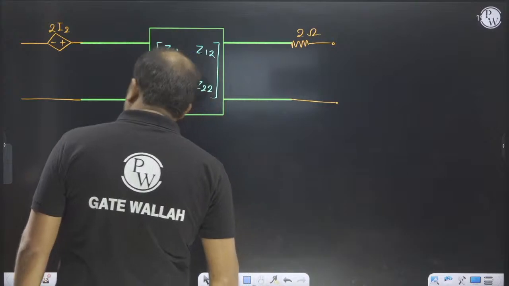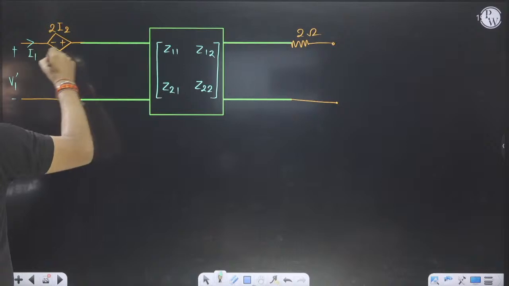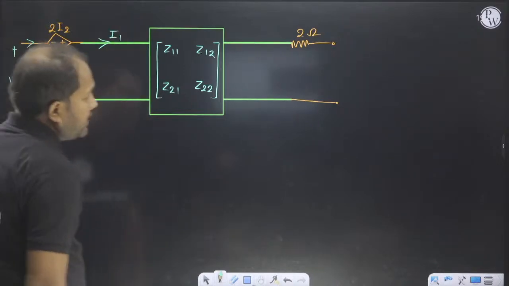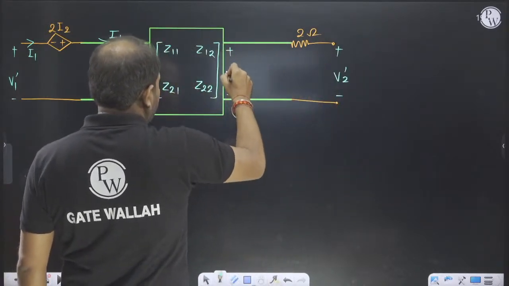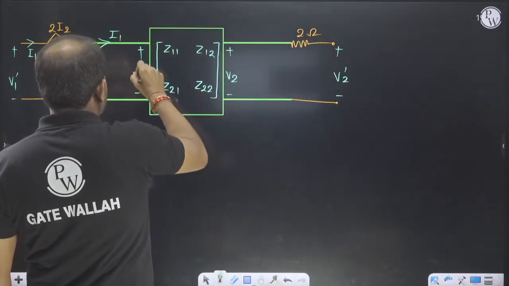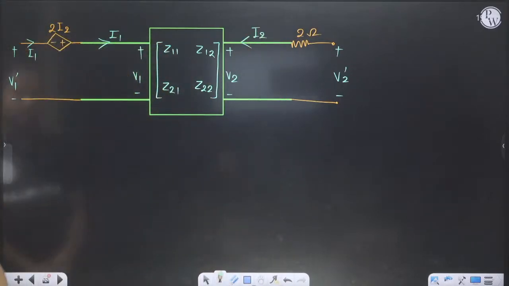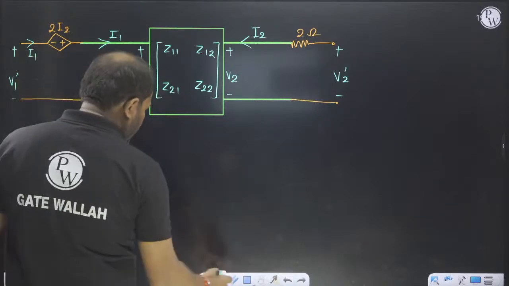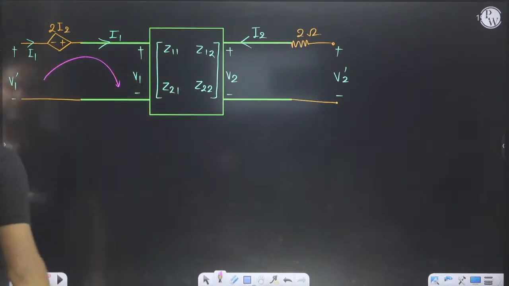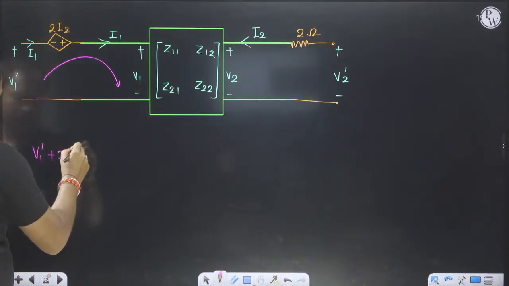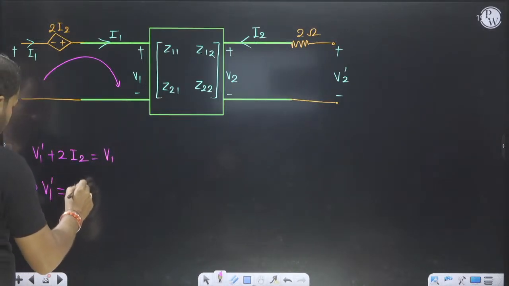So how will you calculate the new Z parameter? This one is our V1 dash. I1 is the same. This one is I1. And this one is our V2 dash. So V1 dash and V2 dash will change. This one is V2, this one is V1, and here the current is I2. First of all, I will apply KVL here. V1 dash plus 2I2 is equal to V1. So V1 dash is equal to V1 minus 2I2.